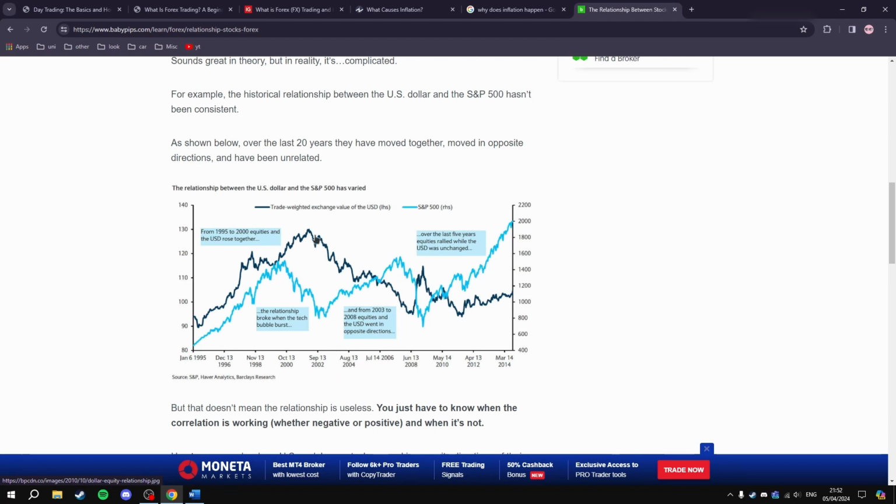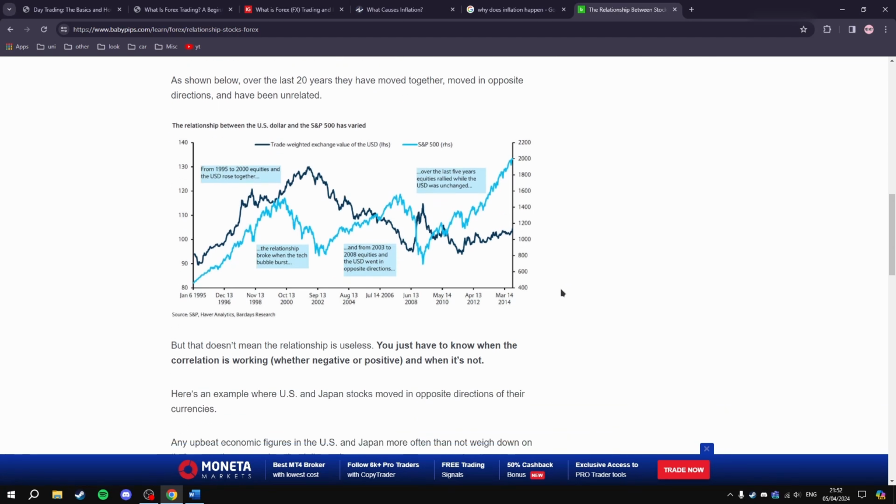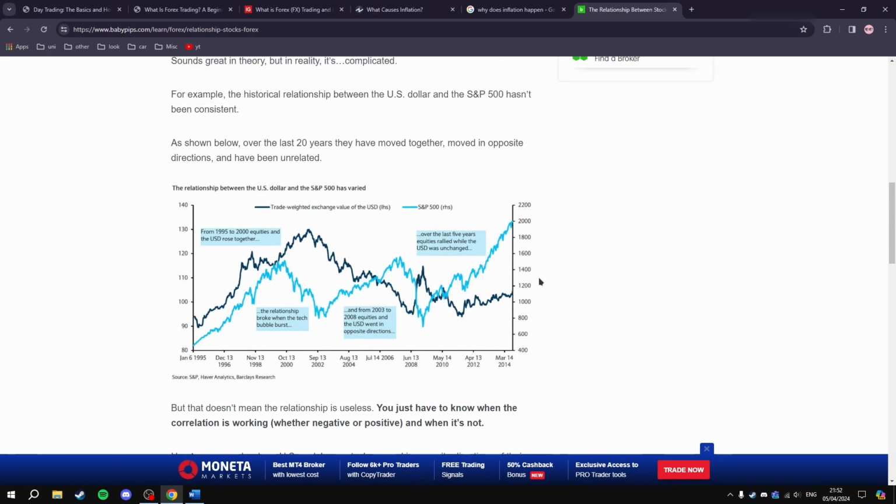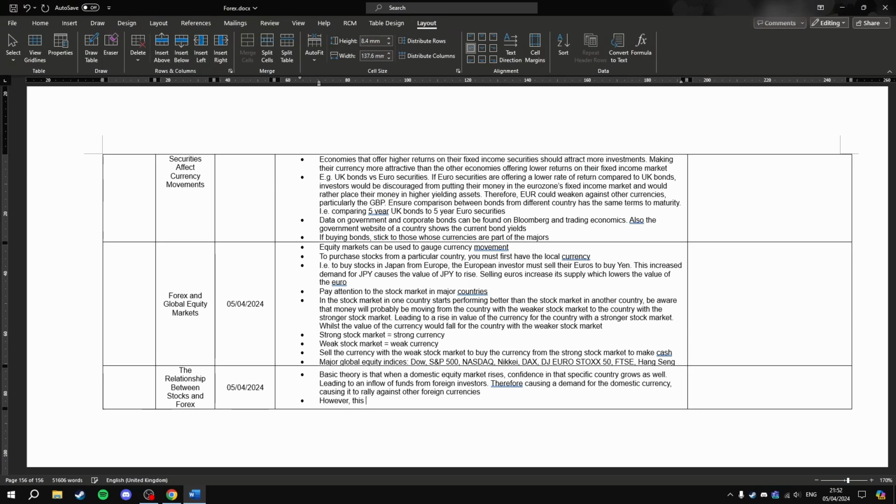So as one went up, this one goes down. Oh no, they're still moving together, these. So this one goes up, this one goes down. Over the last 5 years, equities rallied while the USD was unchanged. So equities went up, the USD was just hanging about. But that doesn't mean that the relationship is useless. You just have to know when the correlation is working, whether negative or positive, and when it's not. However, this isn't always the case.